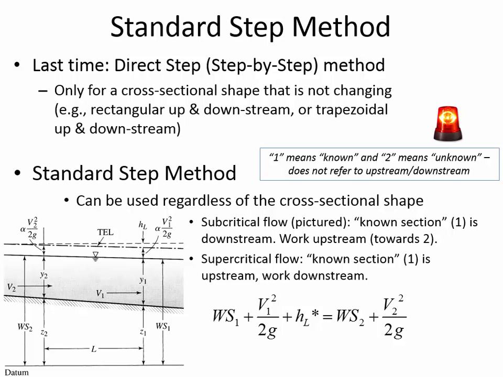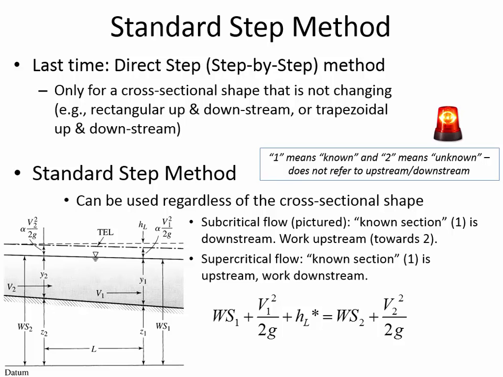It's saying at location 1, we've got the elevation from the datum to the water surface, so that's WS1, plus the energy grade line, the distance from the water surface to the energy grade line, so this is the velocity head, and then the head loss. The head loss term is on the left side of the equation here because the flow is going from 2 towards 1.